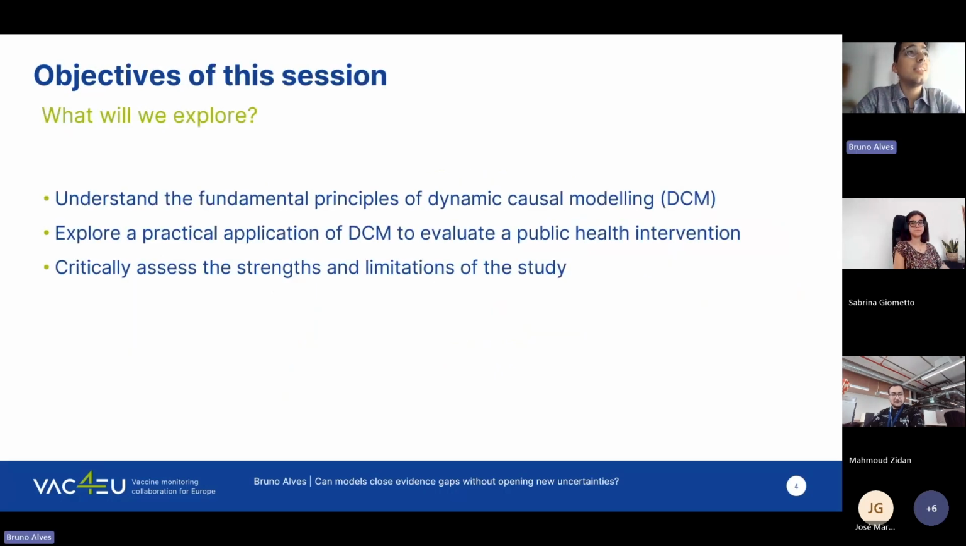Regarding this session, what we are going to do is first try to understand what DCM is, what dynamic causal modeling is. Jose already said a lot on this, but I believe it's very interesting to understand what is behind this methodology and what is new compared to other more conventional modeling approaches. Then we will explore a very specific practical application of this modeling for the evaluation of a public health intervention, which is the use of face masks. And we will then discuss this paper, its strong points.